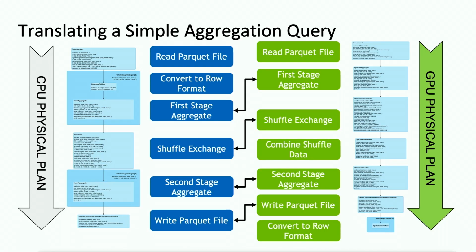Let's get into a more specific example, taking a simple aggregation query. This is a query that loads from Parquet, does an aggregation, and then writes back out to Parquet. And on the left, we see the CPU physical plan, showing what you would see from the SQL web UI in the Apache Spark web interface for this query. I don't expect you to read the individual nodes, but just give you a feeling of what this query looks like on the web UI. And on the right is that same query with the RAPIDS Accelerator translating it. And we'll go through the query step by step.